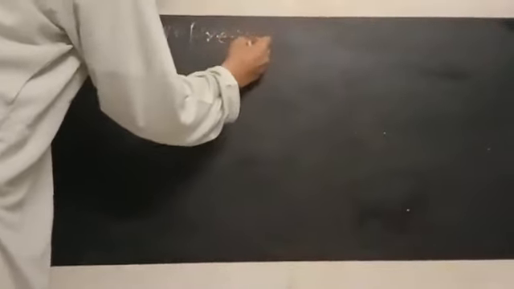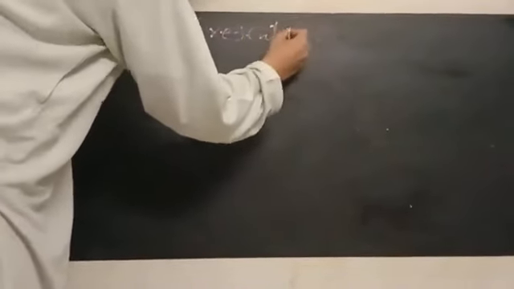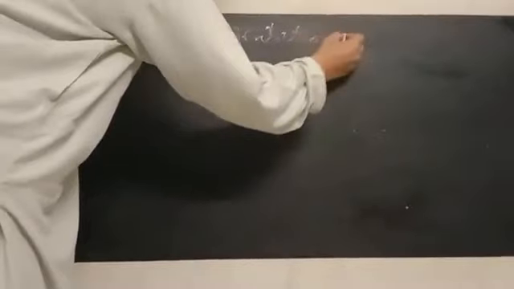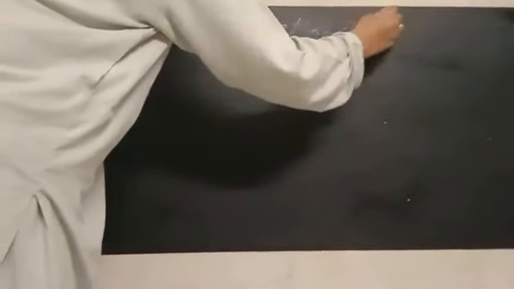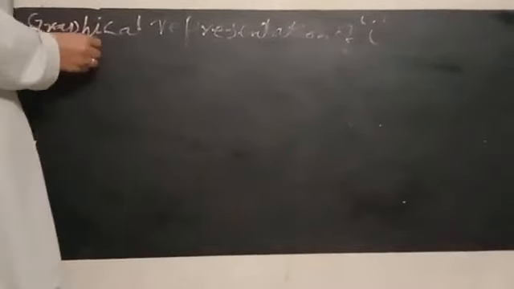Graphical representation of iota. देखना मुझे कि हम आयोटा को ग्राफिकली कैसे रिप्रेजेंट कर सकते हैं. We know that iota is equal to negative under root, negative 1 का under root.